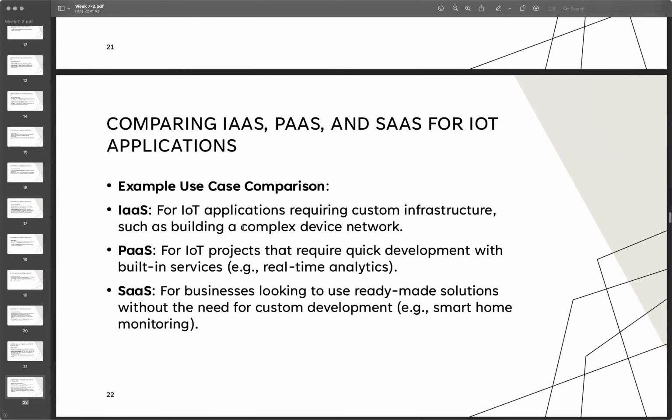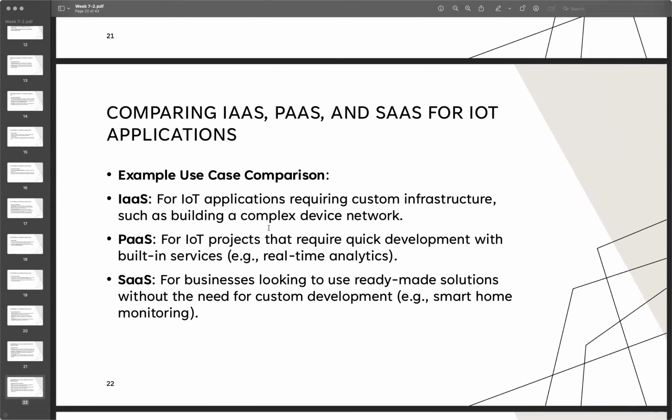Maybe if you have some IoT application that needs customized infrastructure, like for a really complex device network, then you may choose the infrastructure one. And if you just need to do some real-time analytics, with really quick development and some built-in services, you can choose a platform. Then it's good enough. But for business, if you just need to use some ready-made solution, maybe some smart home monitoring, where you just add the device and plug in to send data, then you can choose the software-based model.